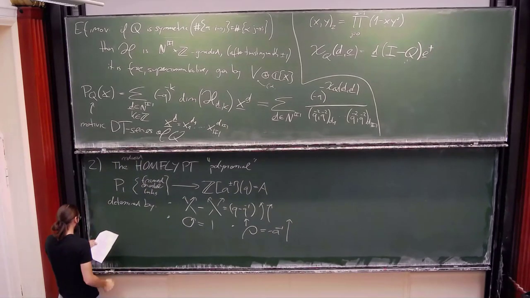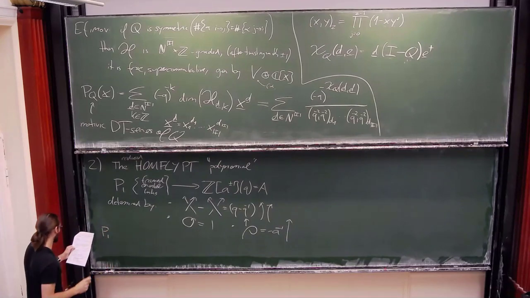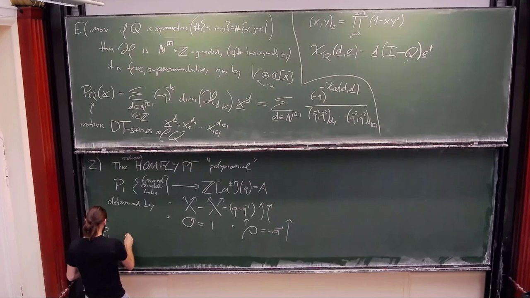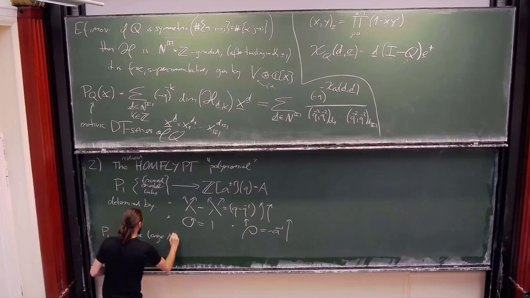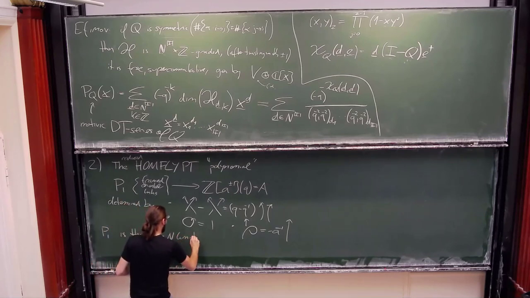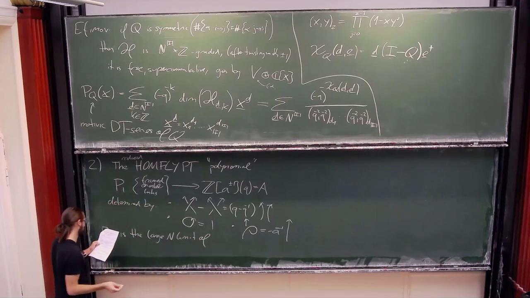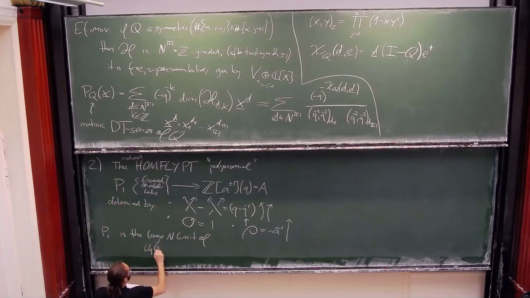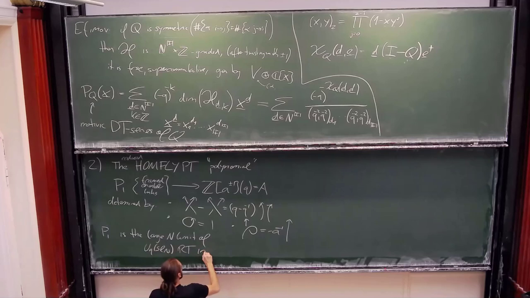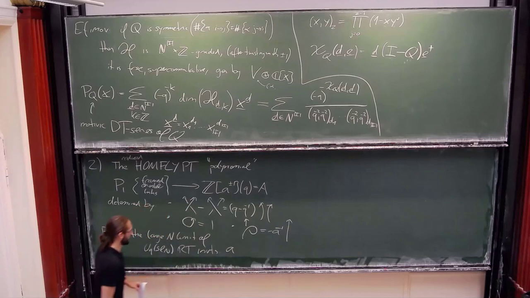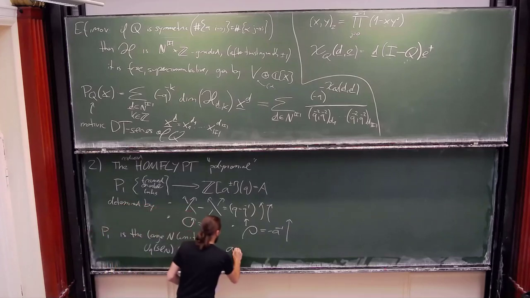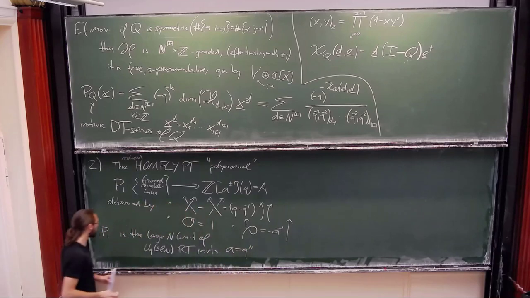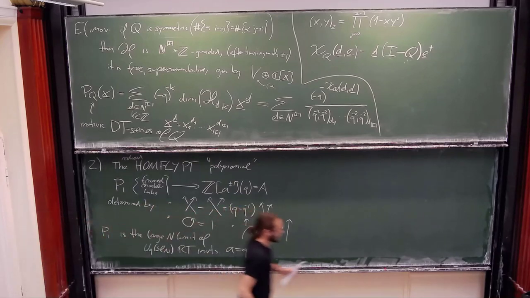Okay? So and what is this thing, representation theoretically? So P1 is the large n limit of U_q(sl_n) derived invariants. And how does n come into play? Well, when n becomes very large, you can treat q to the n as an independent variable, and you call this variable A. Okay?